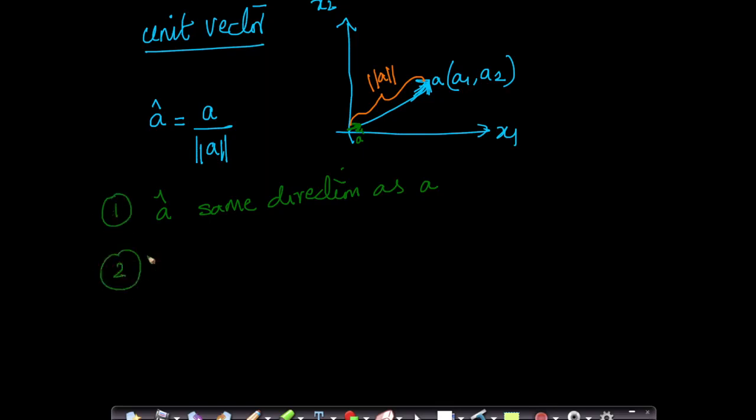Number 2 is, since you are dividing the vector A by the length of A, the length of the unit vector is 1. Because what are we doing? We're taking the whole vector and dividing it by its length, which means the length of your unit vector will be 1. So this is the concept of a unit vector. This will come in very handy when we learn more advanced concepts of linear algebra. I've just defined some simple terms here.